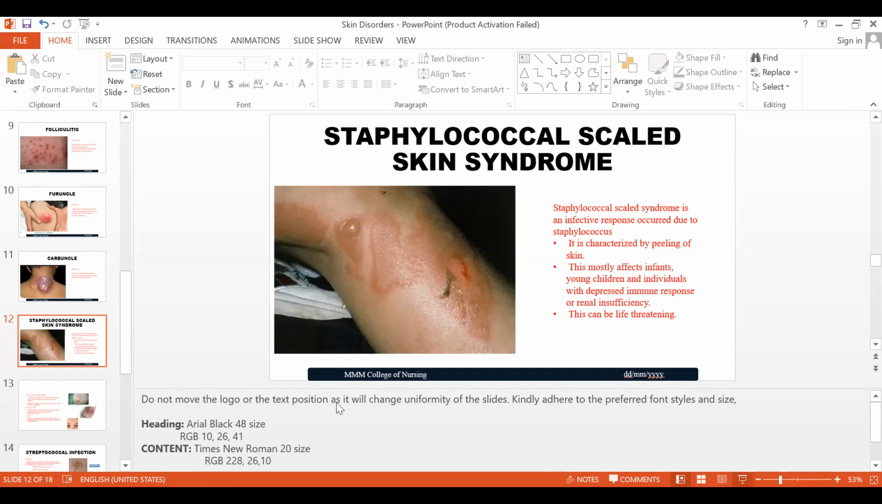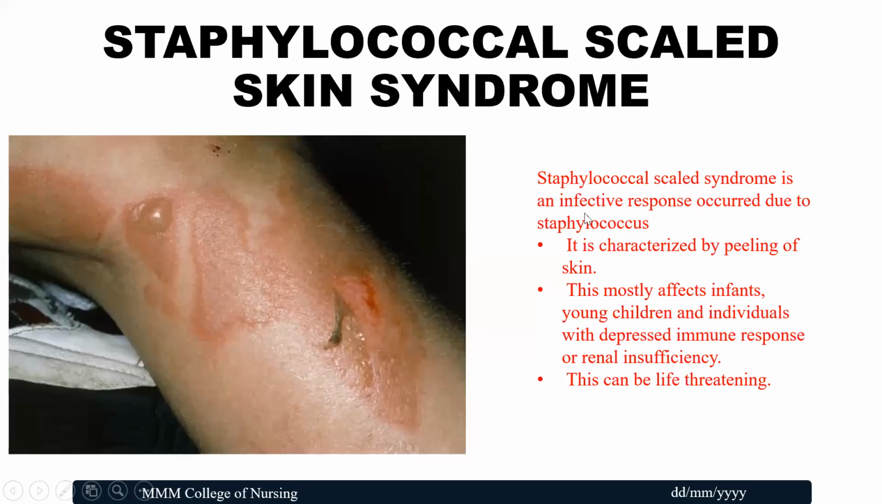So staphylococcal scalded skin syndrome. Here, as you see, the staphylococcal syndrome is an infective response that occurs due to Staphylococcus aureus. This is mainly by peeling of the skin, and this affects infants, young children, and individuals who are very much immunosuppressed or those who have renal insufficiency. They will be mostly affected with this staphylococcal scalded skin syndrome.